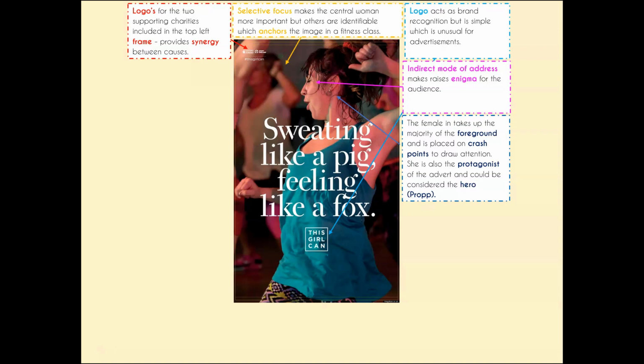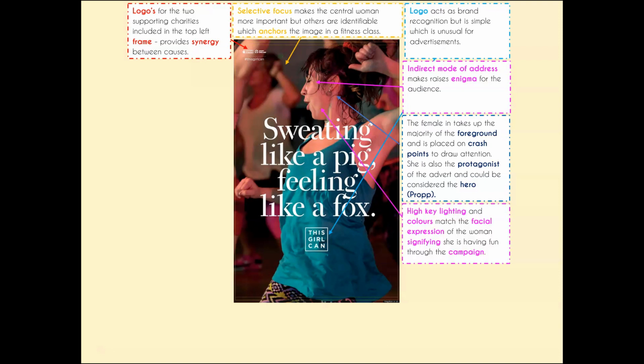She takes up the majority of the foreground, so that means that she's not only placed in sort of the majority of the thirds of the page, but also on crash points as well, so that draws our attention to her. And she's the protagonist of the advert because she's clearly the main character. But given that she's the protagonist, we could consider her to be the hero of the narrative if we were looking at this under Propp's theory.